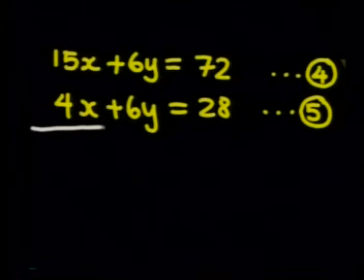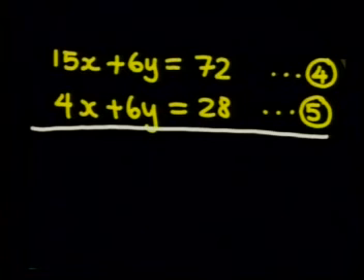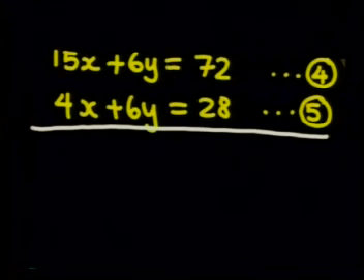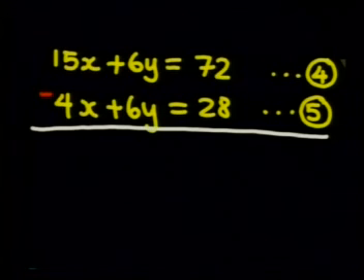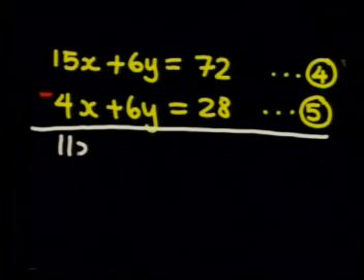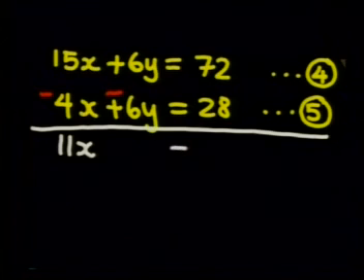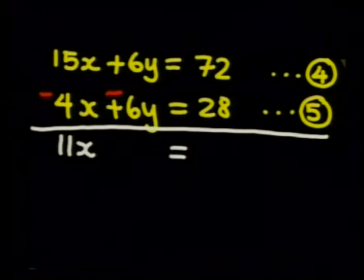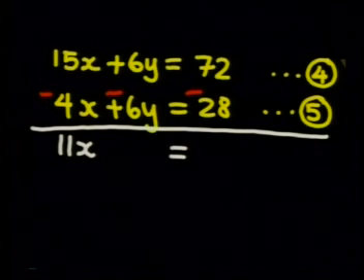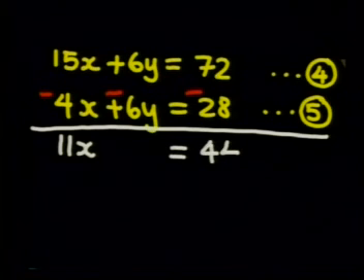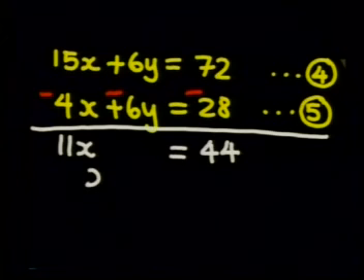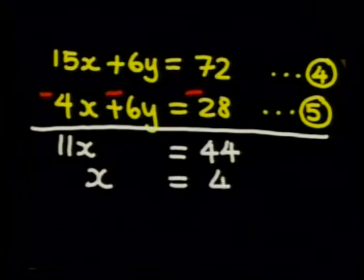We need to subtract equation 5 from equation 4. Remember, we're subtracting, so we need to change the signs. 15x minus 4x is equal to 11x. 6y minus 6y gives me 0y, which is equal to 72 minus 28, which gives me 44. To get x, I need to divide by 11 on both sides. I get x is equal to 4.